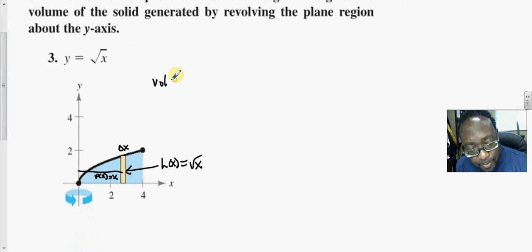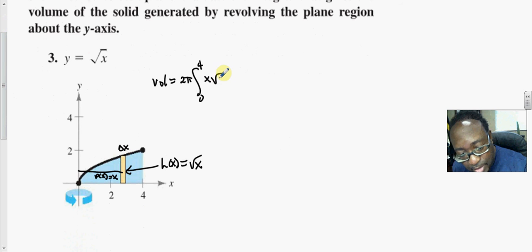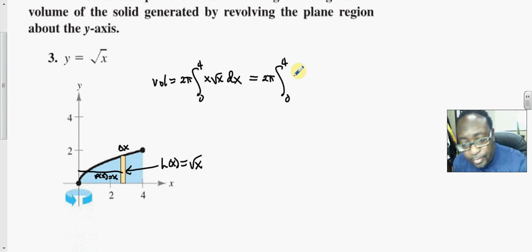So the volume, based on the shell method, is 2 pi times the integral. Now with respect to the x-axis, the values would go from 0 to 4 for the interval of integration. And there we have p of x times h of x, which is x times the square root of x dx. This is 2 pi times the integral from 0 to 4 of x to the 3/2 power.